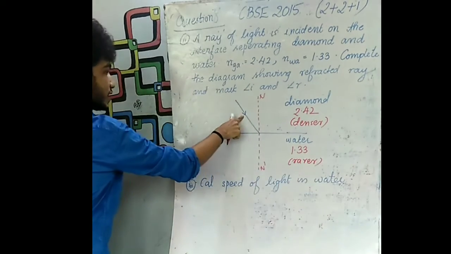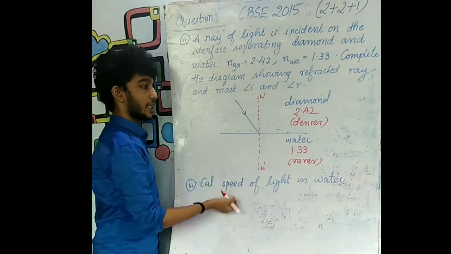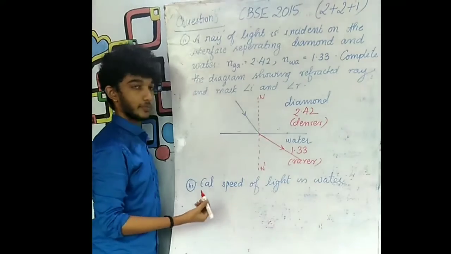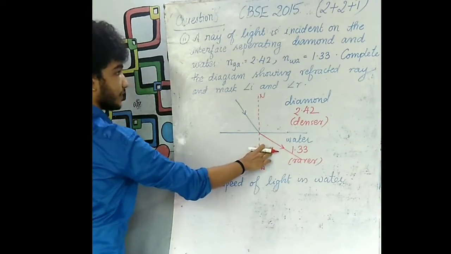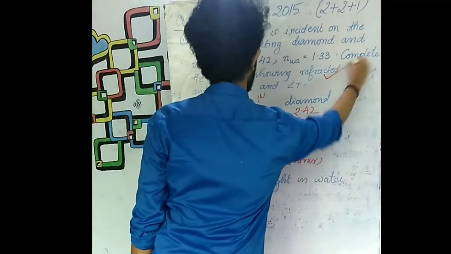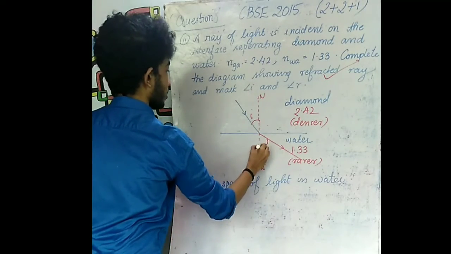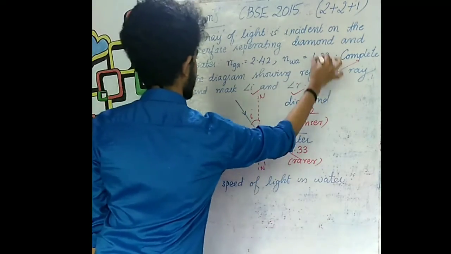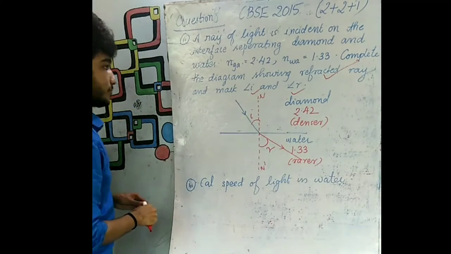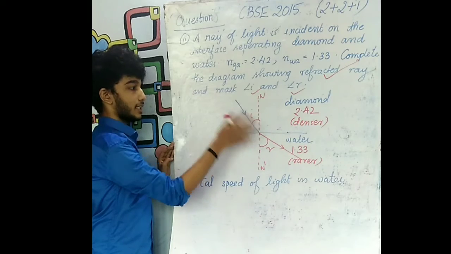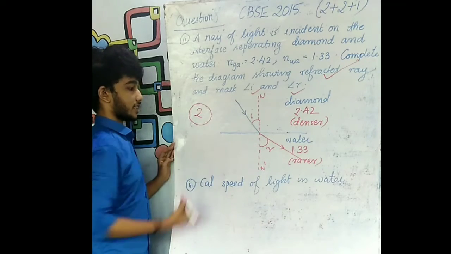Now as the ray of light is propagating from a denser medium to a rarer medium, it bends away from the normal. So this is our refracted ray. We have completed the refracted ray. Now mark angle of incidence and angle of refraction. So the complete answer we have completed. This will give us 2 marks for marking the refracted ray and angle of incidence and angle of refraction.